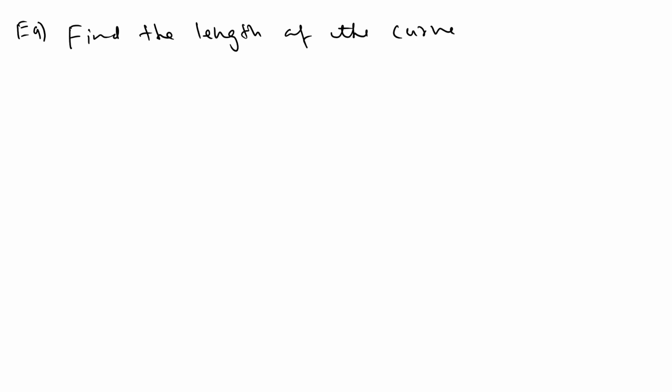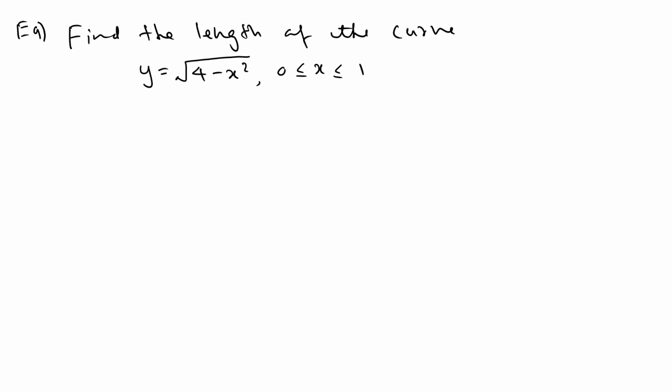So let's say y equals the square root of 4 minus x squared, from 0 to 1. So that's x going from 0 to 1. So let's try to do this. You are given a function. Now we just use the formula.